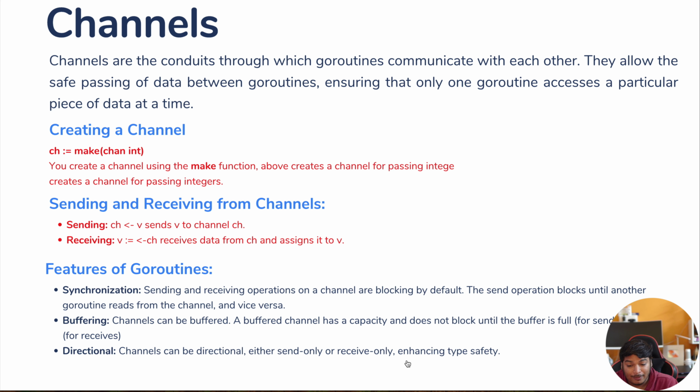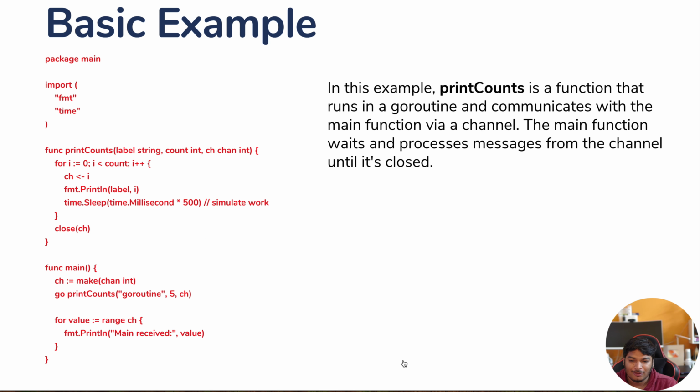So a channel can be buffered, and a buffered channel has capacity and does not block until the buffer is full for sends or empty for receives, okay. Then directional: the channel can be directional, either send only or receive only, enhancing type safety. Now let me show you a quick example for this one.